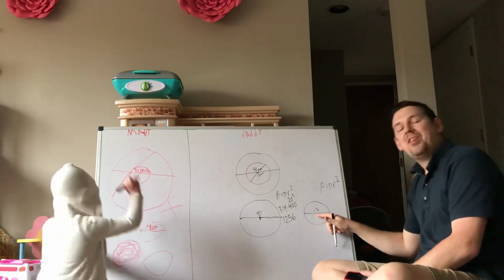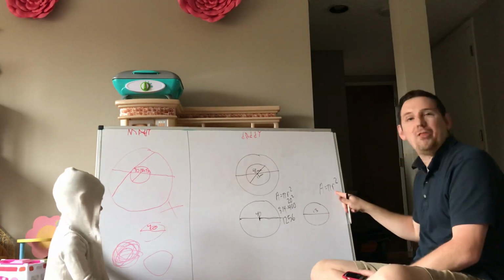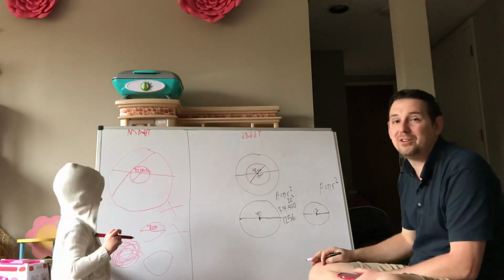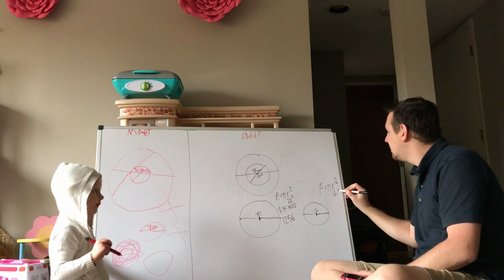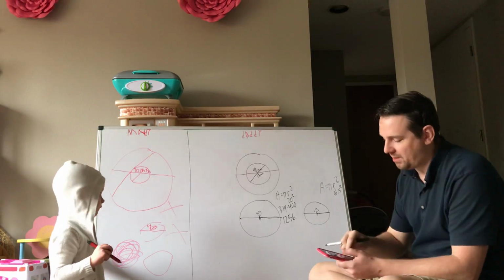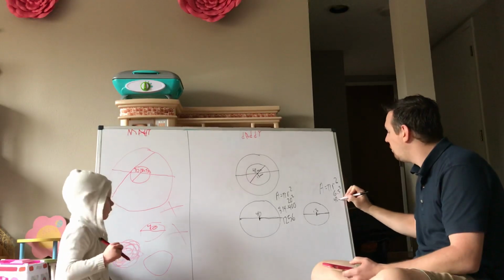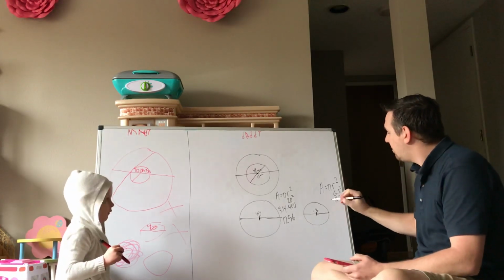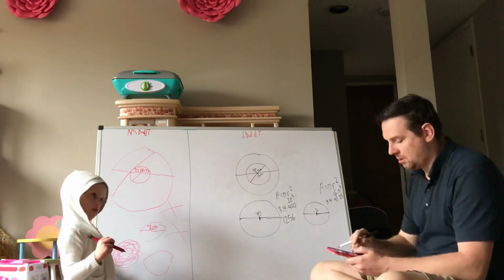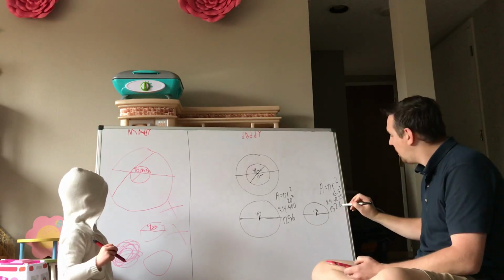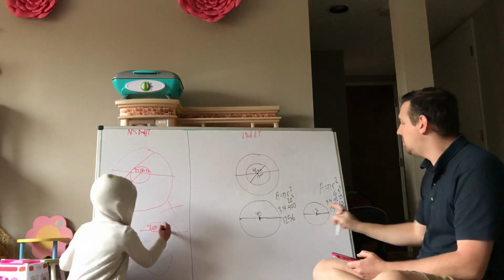Same idea. That's the diameter. Don't put 13 right there. You need to cut it in half because you need the radius. Half of 13, 6.5. 6.5 squared. That means 6.5 times 6.5. 42.25 times pi is 132.665. What should we do with these two numbers?